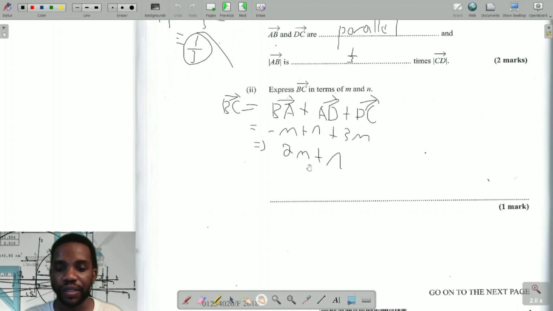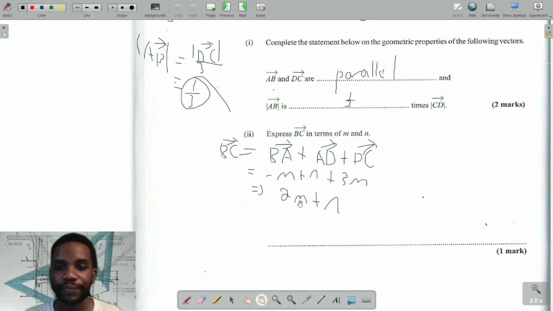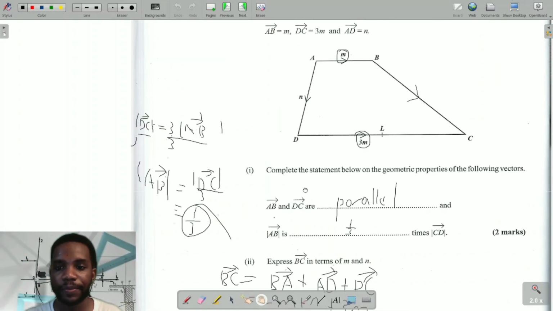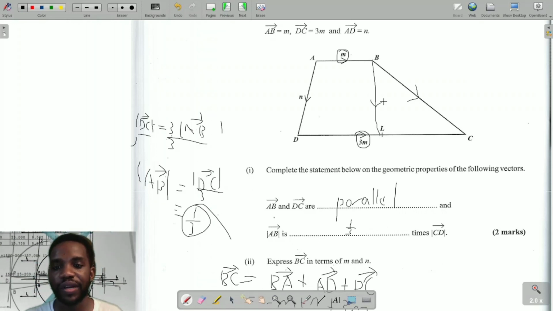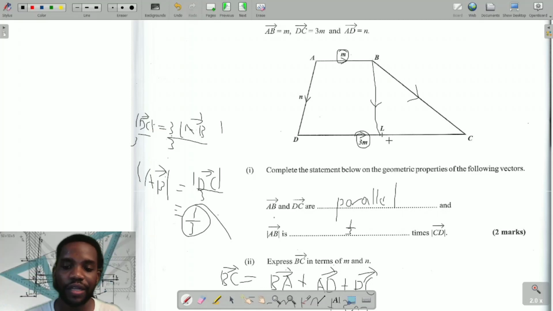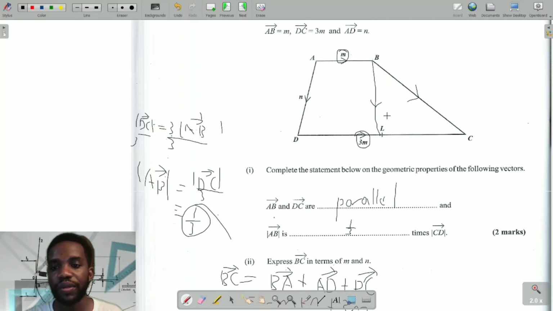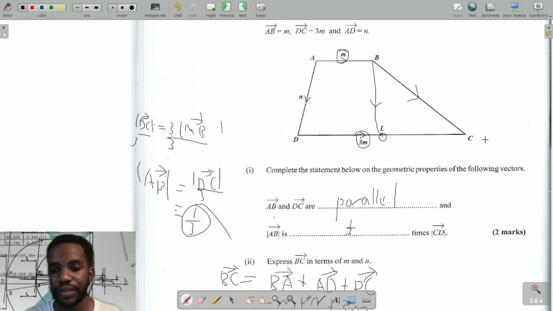We're going to pull this back down. We want BL. So we want to go from B to L. Notice the arrow. B to L. All right, very good. Now, bear in mind that this is the midpoint right here. L is the midpoint of DC. So whatever DC is, L is in the middle of that.